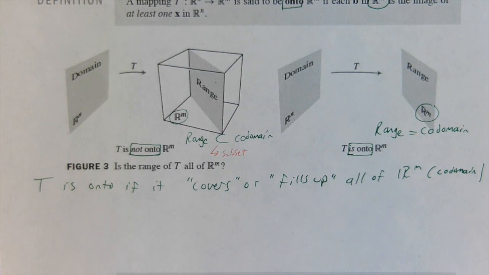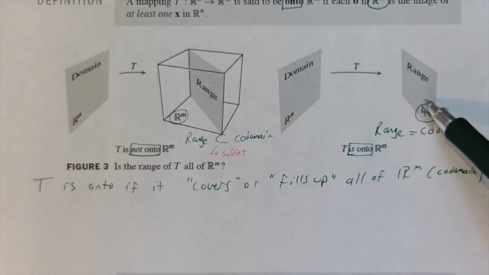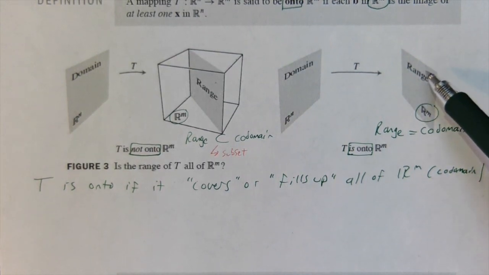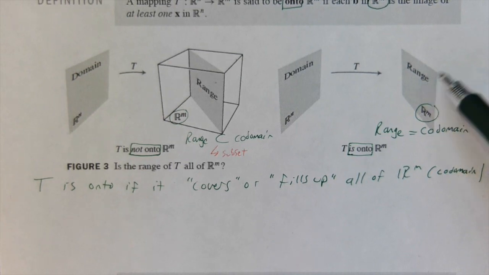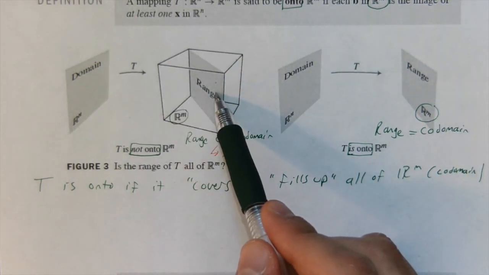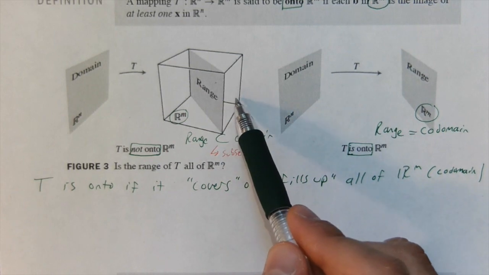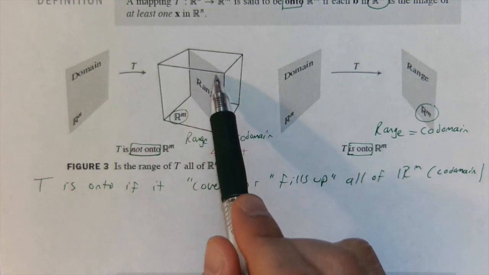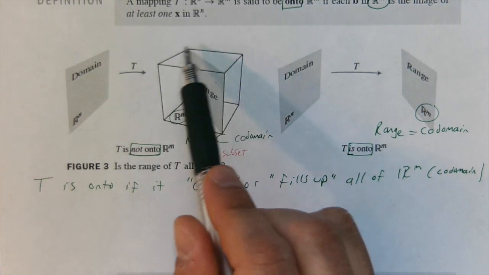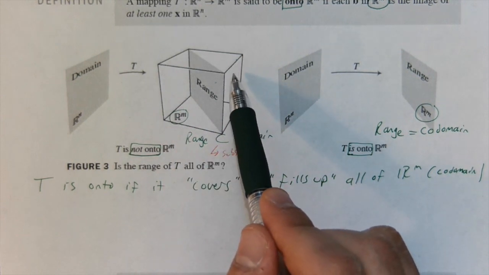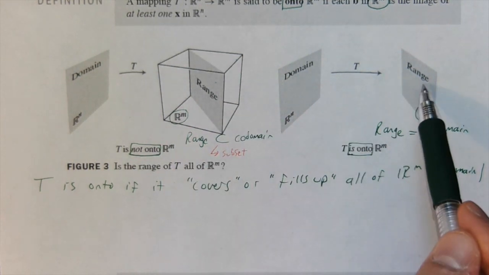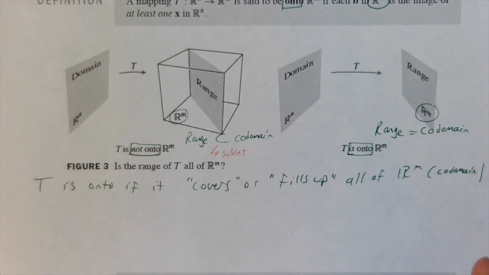The other way to say that is this range, everything in the range is the entire codomain, right? So let's focus on this one. The range here is only a piece of the codomain, right? So this piece of paper that is the range is a subset of the larger space that is the cube. Where this one, the range and the codomain are the same exact size, right? They're the same space, and so that's what makes it onto.